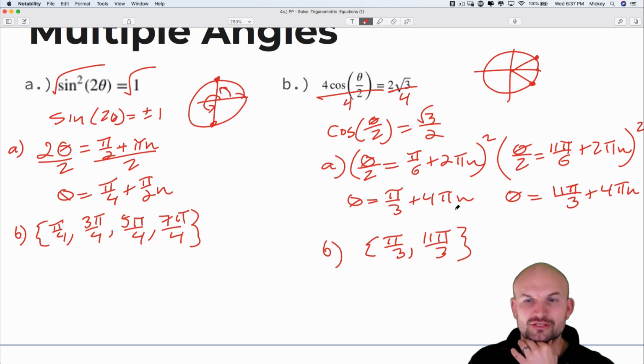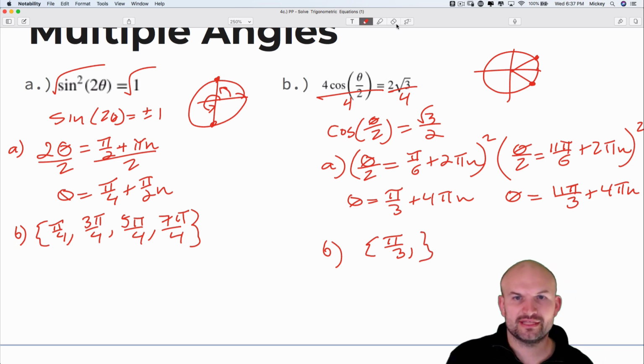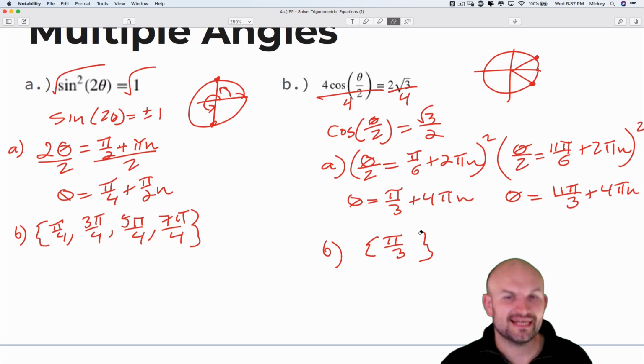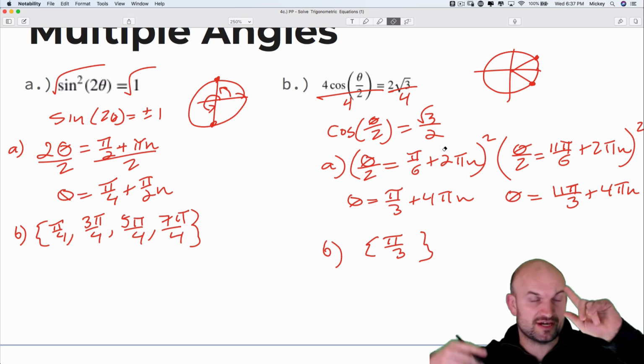Again, I was trying to find all the solutions. But when I just want to find the solutions between 0 and 2 pi, 11 pi over 3 is already too big. So therefore, I can't include that. I can include it in all solutions, but I'm not going to include it in the solutions from 0 to 2 pi. And again, that makes sense. If you look at the unit circle, there's 2 solutions. So if I'm horizontally stretching the graph, I should have 1 solution.